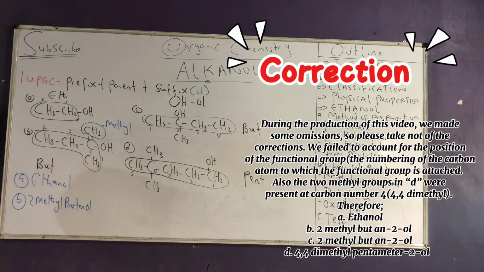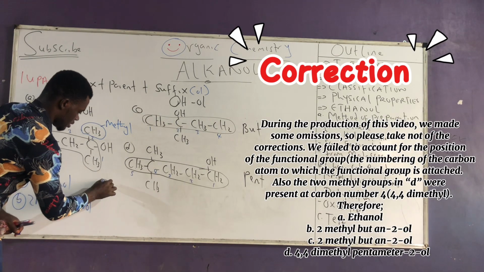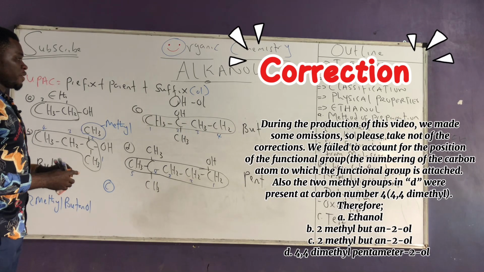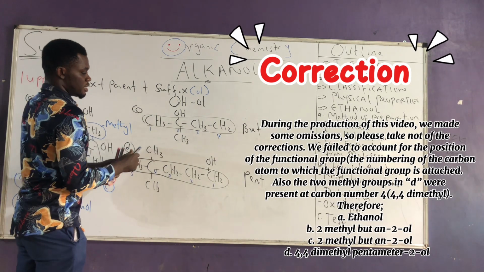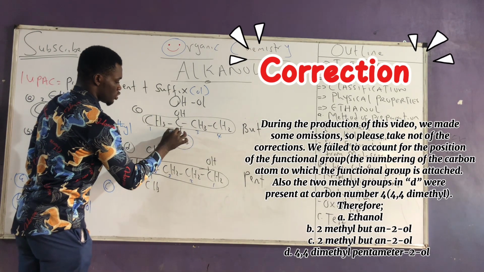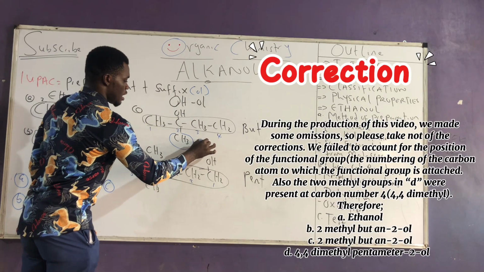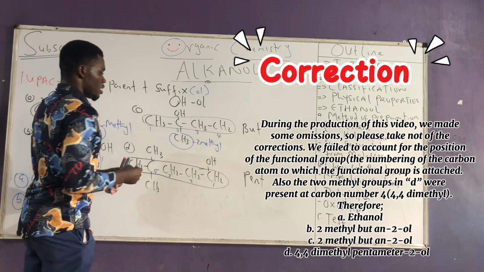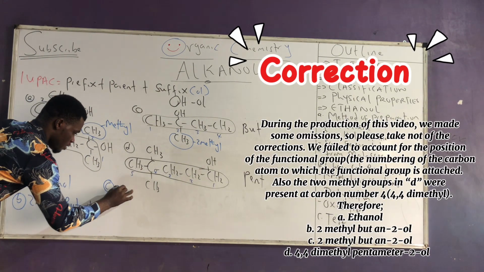Simple. What about C? What is the prefix for C? There's a branch, same thing. The branch is at carbon 2. So this is 2-methyl.